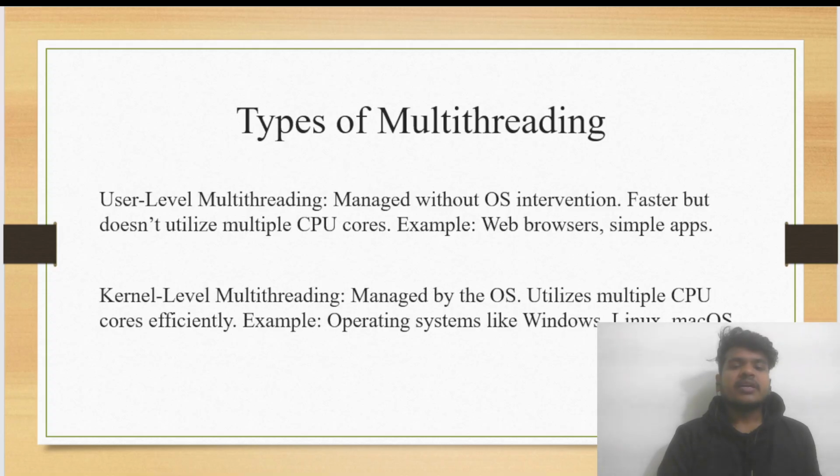Then we have kernel-level multi-threading. The OS itself manages the threads. It can take advantage of multiple CPU cores, making it more powerful. Examples are Windows, Linux, and macOS. They all use kernel-level threads for multitasking.